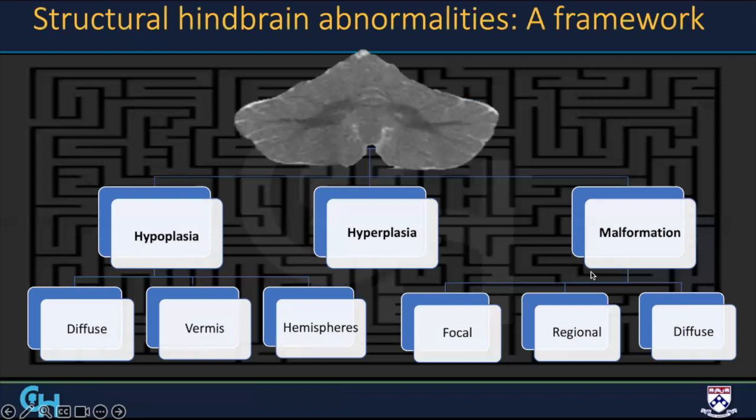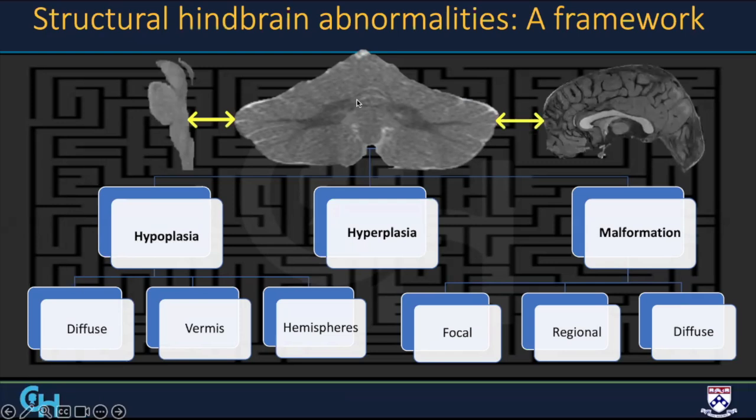Right. So I like to use a simplified imaging-based way to evaluate hindbrain malformation. And this begins with classifying the dominant posterior fossa abnormality as either hypoplasia, hyperplasia, or malformation, considering both the cerebellum and brainstem together, and also realizing that these are not standalone structures and should always be evaluated in the context of what's happening with the rest of the brain and body for that matter.